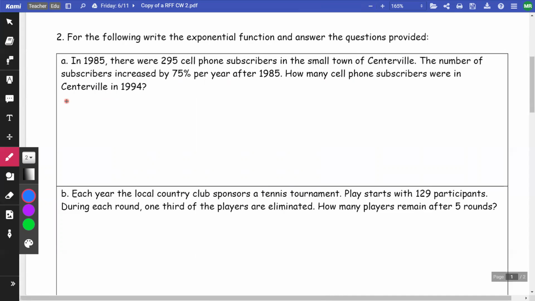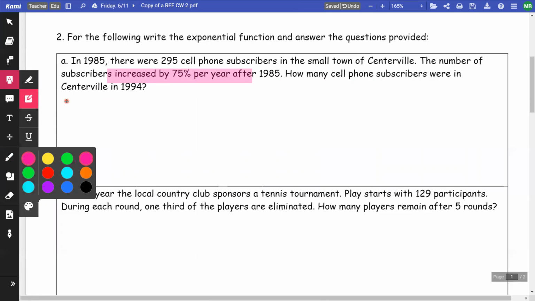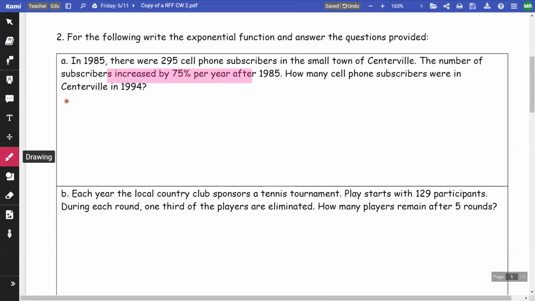Okay, so first off, this part right here, where it says we're increasing by 75% a year, this is going to be one of these exponential growth problems where I need to get a multiplier. I'm starting with 100%. I'm increasing by 75%, and I'm going to end up with 175%. And so my multiplier is going to be 1.75.